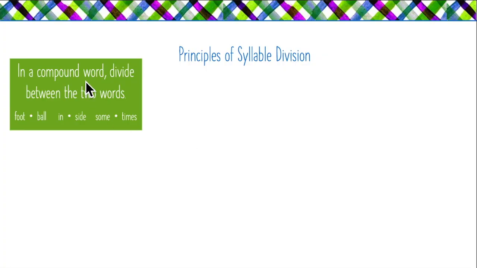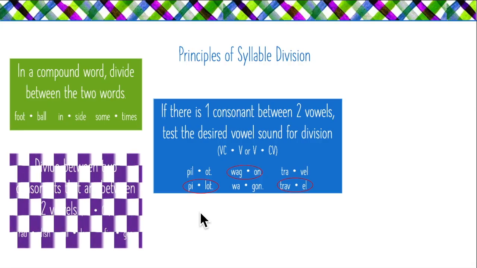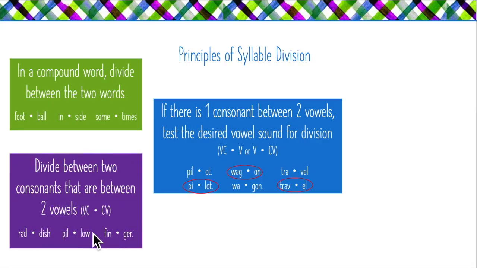So compound words, that's a syllable division you see in print that's going to help with decoding. Then if you have a consonant between two vowels, you're going to have a choice. You want to look for your desired vowel sound, either after the first vowel or after the consonant. So you end up with either pilot or pilot. That vowel sound will be determined by where that syllable break is. Then, of course, you have between two consonants. This is one of the ones the kids like the best because it's easiest to see. That creates a short vowel in the first syllable. So between the two consonants is super helpful.